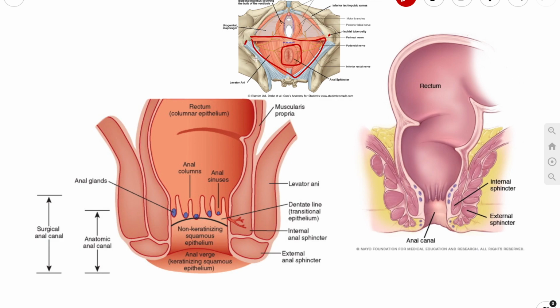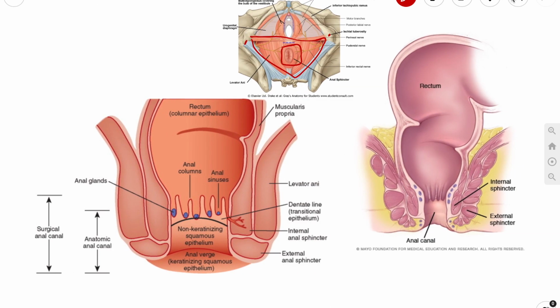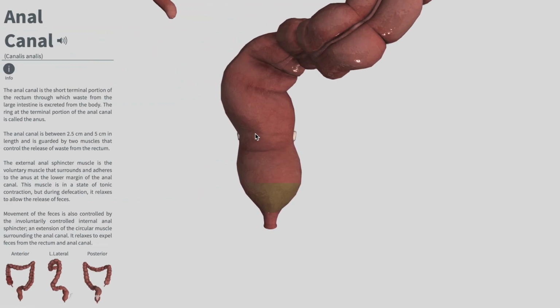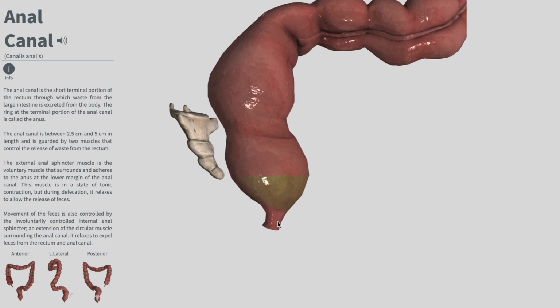It is the final segment of your gastrointestinal tract, and its length is around 4 centimeters. If you see this diagram, you will know that its length is around 4 centimeters. Remember, the canal begins as a continuation of your rectum and passes inferoposteriorly. You see that it is going inferiorly and a little bit posteriorly, and terminates at the last part, that is your anus.